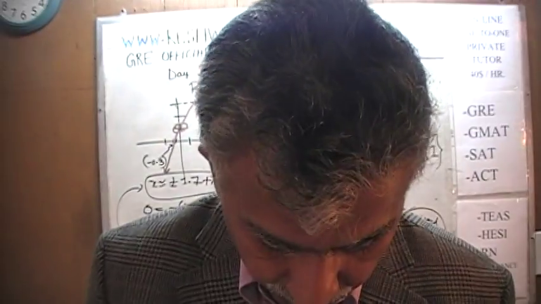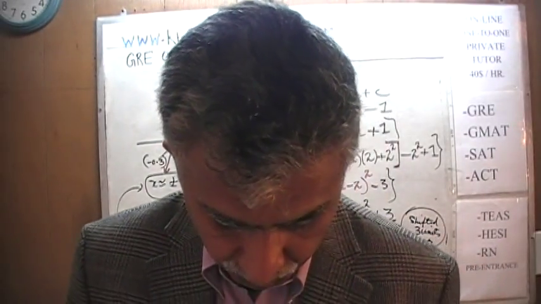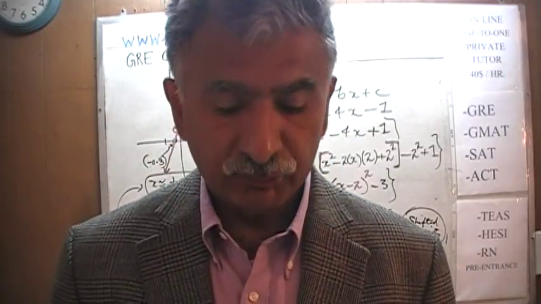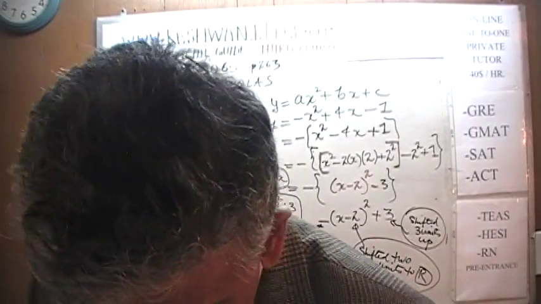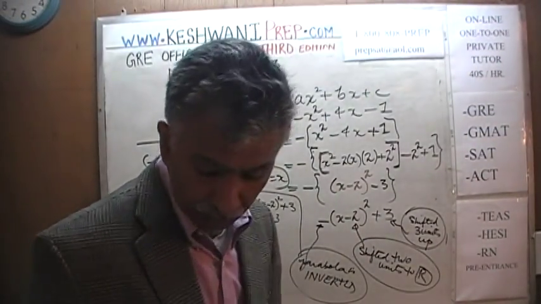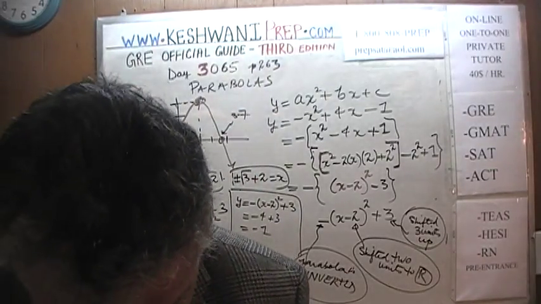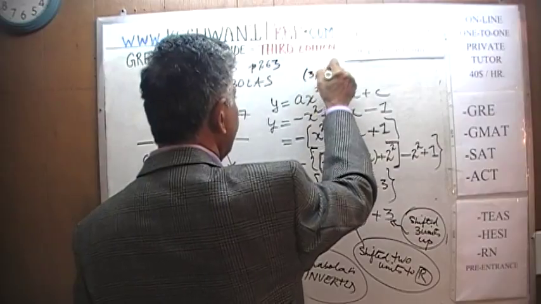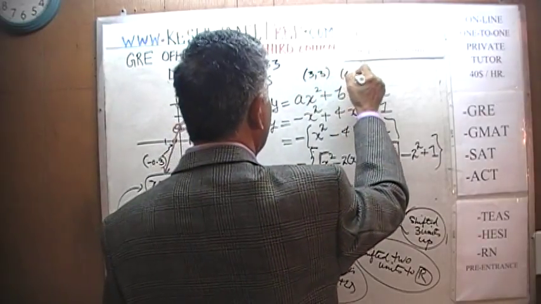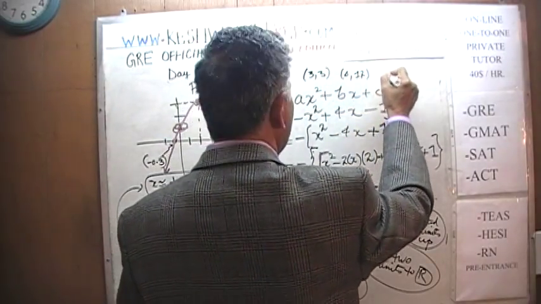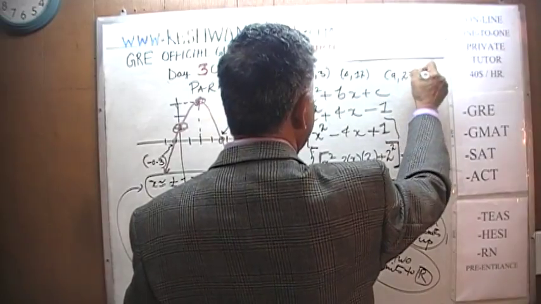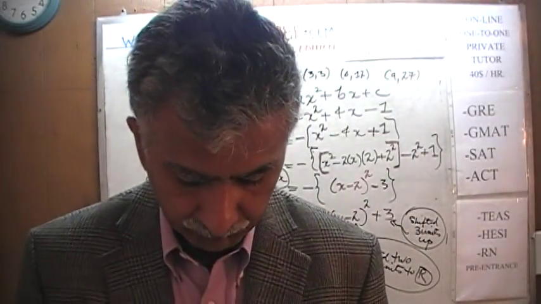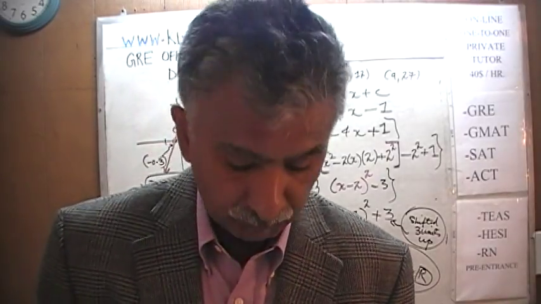We'll do a very similar problem tomorrow, where we'll be given 3 points and asked to describe a parabola. The 3 points that tomorrow's parabola is going to go through, I'm just going to put on the blackboard. Work on it yourself. We are told that we have a parabola that goes through (3, 3), (6, 12), and (9, 27). Describe this parabola. Work on it. See what you can do.